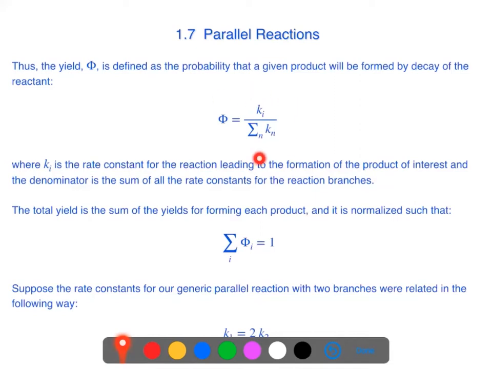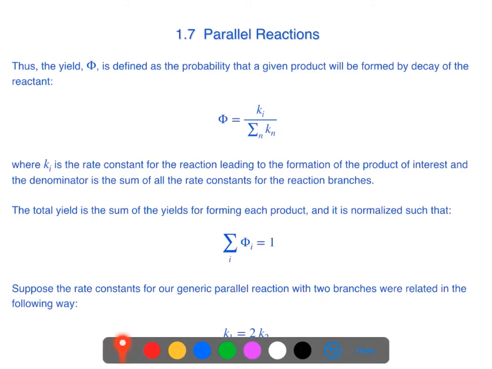So this expression here, Ki, represents, again, the product of interest, the rate constant responsible for its formation, and this summation term represents every other pathway that's available to that particular reactant. Now the total yield is the sum of the yields for forming each product, and it is normalized such that the sum of those yields is equal to 1. So the sum of the yields is equal to, in this example, the yield, or phi, with respect to B plus the yield with respect to the product C.